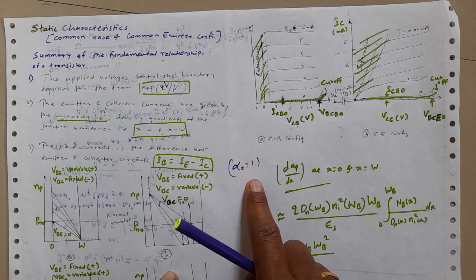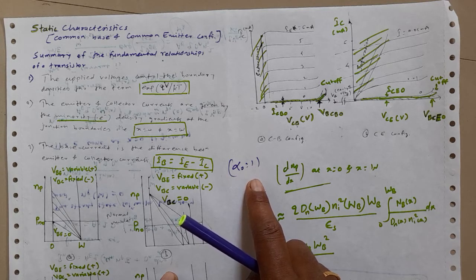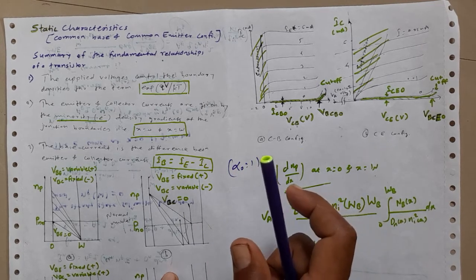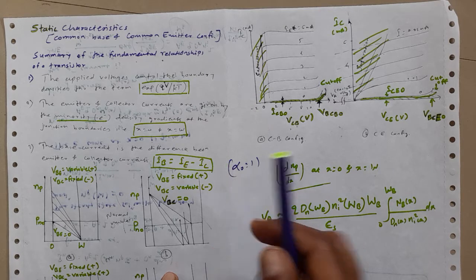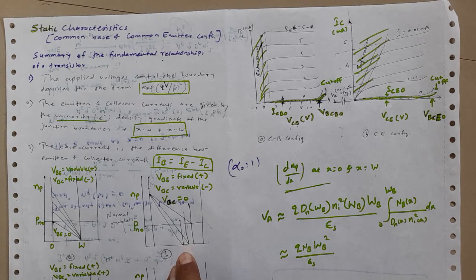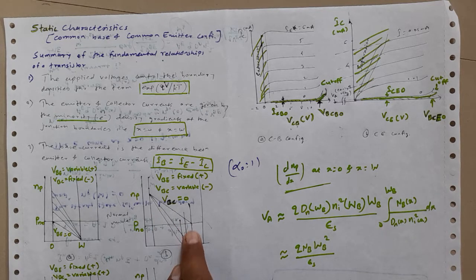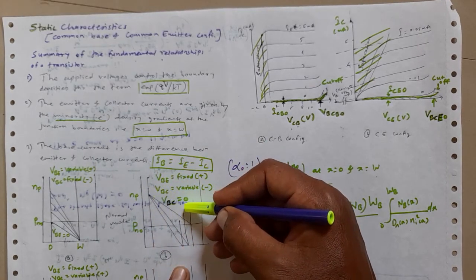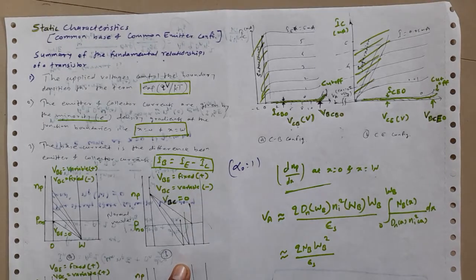Now this collector current remains virtually independent of V_BC or V_CB, even down to 0 volts, where the excess electrons are still extracted by the collector, as we can see from figure B. From this figure we can understand that the collector current remains independent of V_BC, even when it goes to 0.